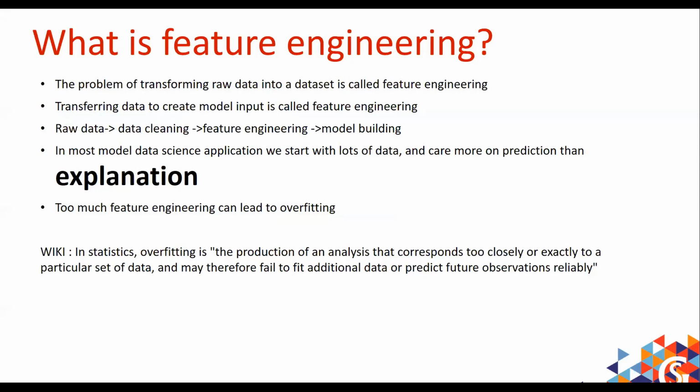Now, the second point: transforming data to create model input is called feature engineering. Yes, when you are creating a model, that is called the algorithm. Whatever input you are giving to the algorithm, that particular transformation of data from raw is actually your feature engineering. Now look at the highlighted explanation.